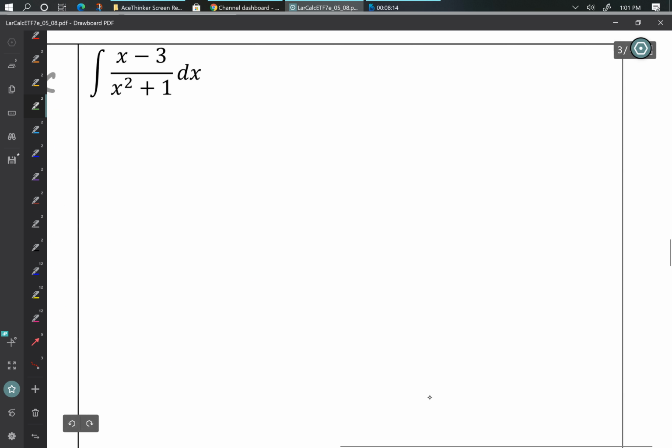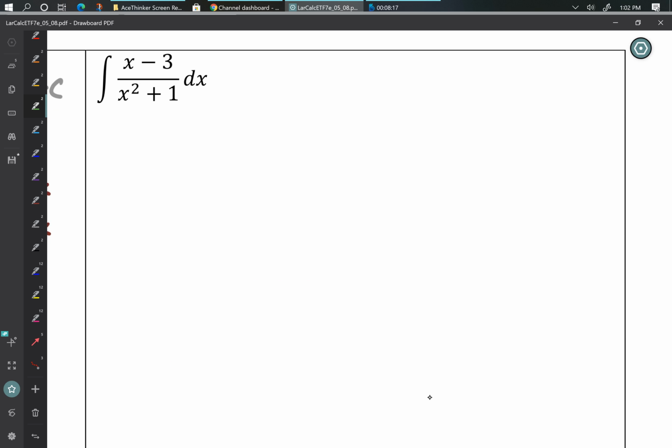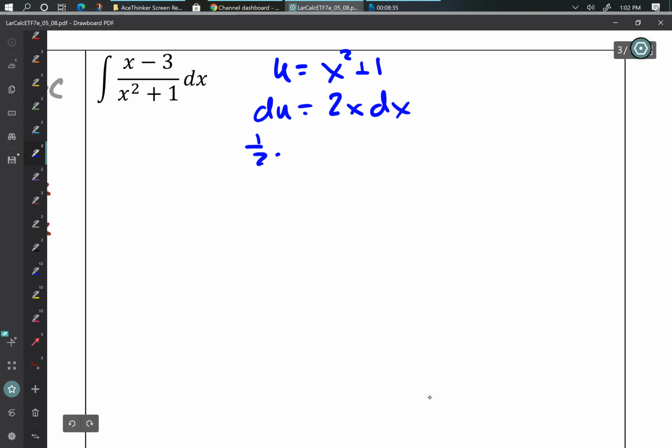Harder still. I've got a fraction for my integrand. Denominator is squared, the numerator is linear, so maybe this is u substitution, where u would be x squared plus 1, and then du would be 2x dx, or 1/2 du would be x dx. But that doesn't work because of this stupid negative 3. Well, that doesn't help me. And I can't just fix a minus 3, a subtraction of 3, because it's not a coefficient.